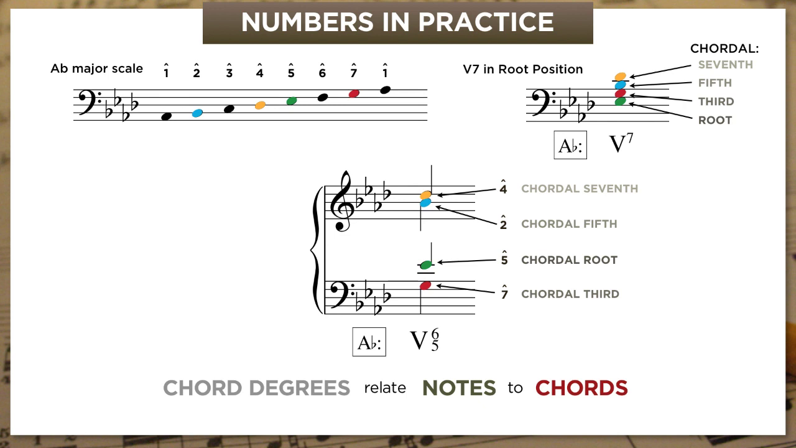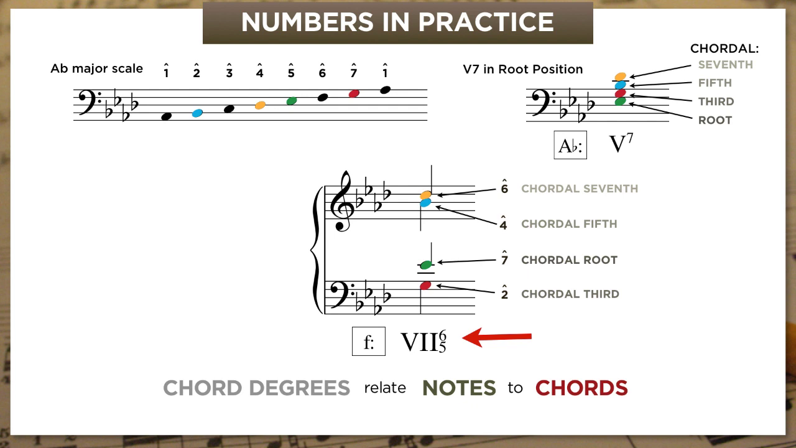Now, it's worth stressing here that unlike scale degrees and Roman numerals, these chord degrees don't change when we change the key. They refer back to the chord, not to the key. So if we went back to F minor again, notice that E flat is still the chord root. G is still the 3rd, and so on, even though the Roman numeral and scale degrees have changed.